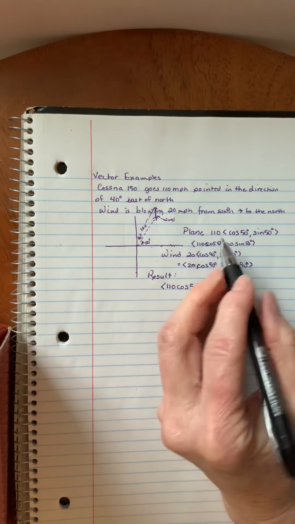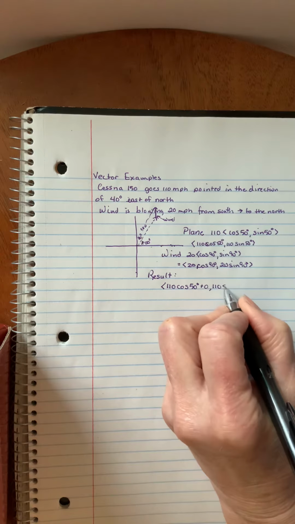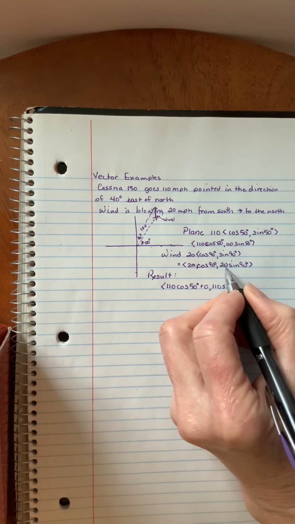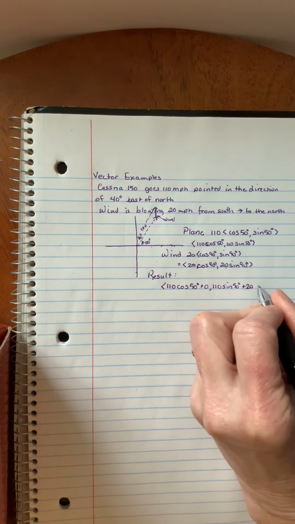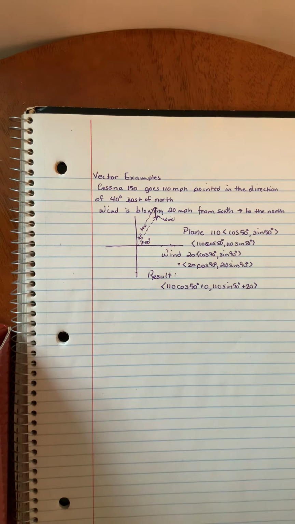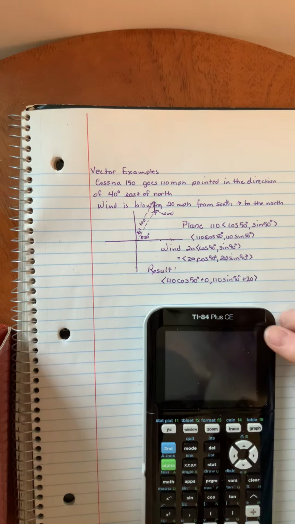Then we've got the y or the j component, which is 110 sine of 50 plus 20 times the sine of 90. Well, that is literally plus 20. So it's going to make all the difference in the world that direction, okay? All right, so let me get some numbers here off of the calculator so that we can figure some things out. So I'm going to put the calculator up here, and we're going to put them in.